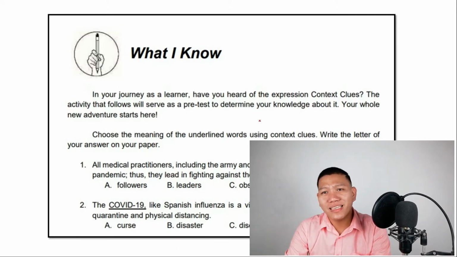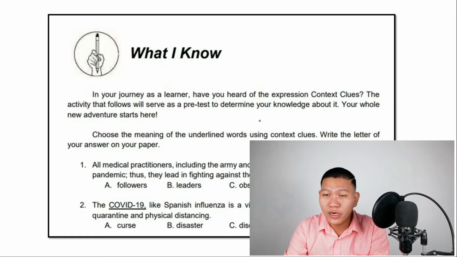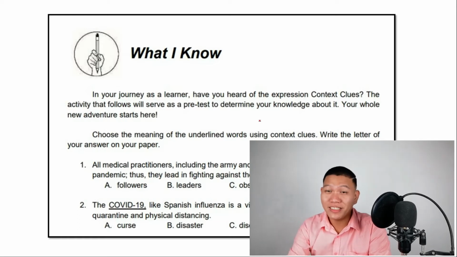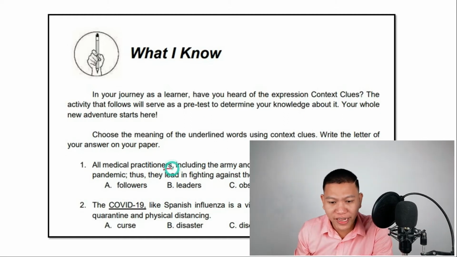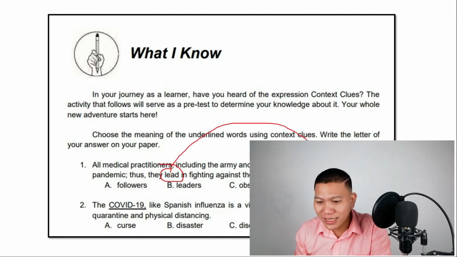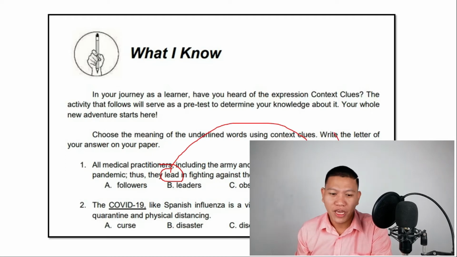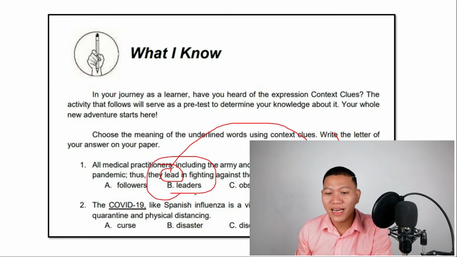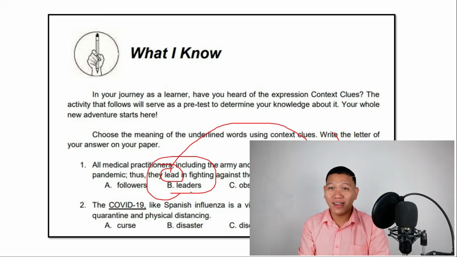In determining meanings of unfamiliar words, context clues can help us easily find out the answer for any question like this. All we have to do is to look for clue words within the sentence, just like this one. The clue word here is lead. So frontliners lead. Hence, if the choices are A, followers, B, leaders, C, observers, D, participants, which among them do you think is the answer? Very good. That is letter B, leaders. This is how we use context clues.